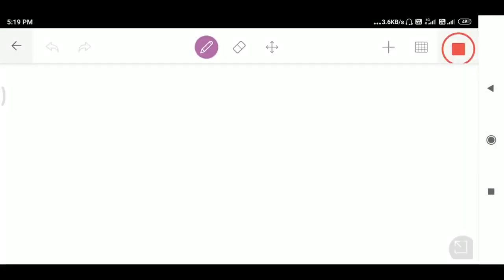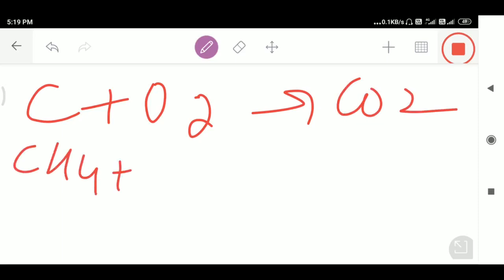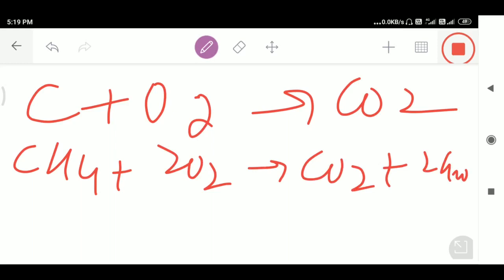So from this discussion, we came to know that the law of conservation of mass gives a relationship between the mass of the reactants and the mass of the products during chemical changes. Carbon plus oxygen equals carbon dioxide. We also discussed CH4 plus twice oxygen gives carbon dioxide plus twice water. In these two reactions, the mass of the reactants came out equal to the mass of the products. So according to the law of conservation of mass, mass can neither be created nor destroyed, but can simply change from one form to another form.